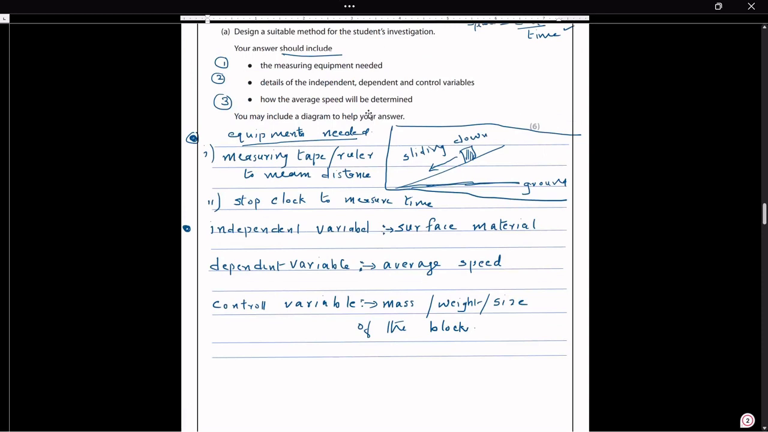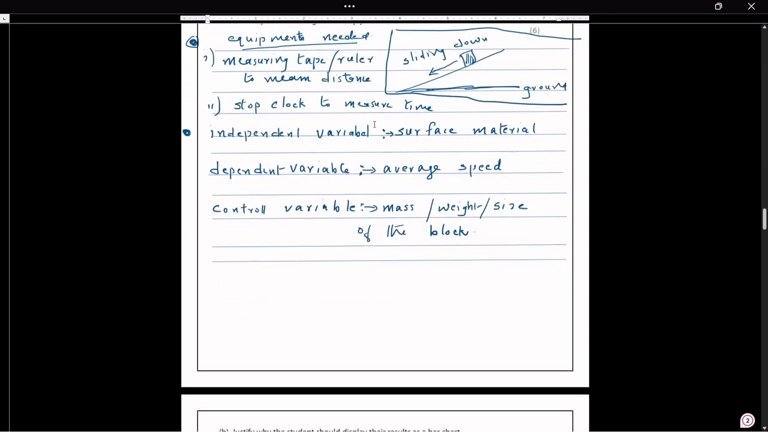Now let us check what is the third one. How the average speed will be determined. So what is a method to calculate or find the average speed? So let us mark it as the third bullet point. How to write the third one? He has to measure the time for the ball to reach the bottom of the ramp 3 to 4 times. That is different trials. Then take the average of the time, and using that average time, calculate the average speed.